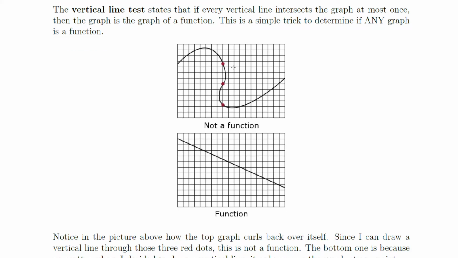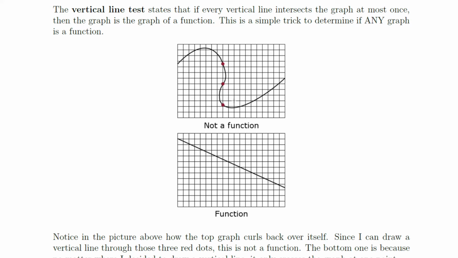So this top one is not a function because you can see how the graph, if you trace it, it actually kind of curls back on itself. And if I draw a straight line through those red points right there, then I have a line that crosses the graph at multiple points. That actually means that it's not a function.